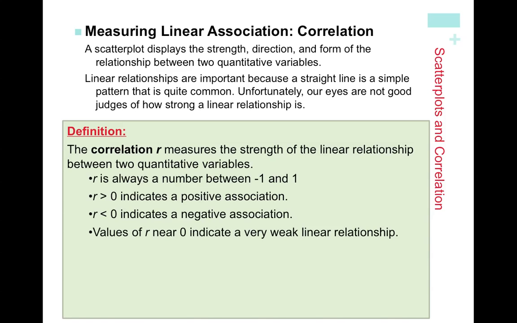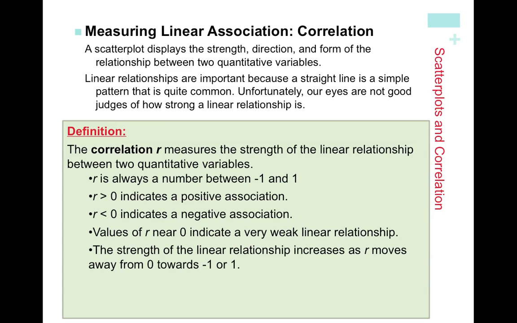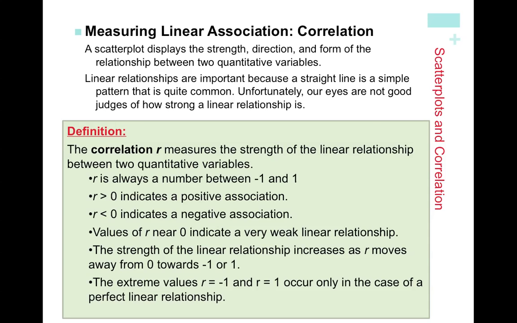R values near 0 represent a very weak linear relationship. There's almost no linear trend to that data. As we get closer towards -1 or 1, the strength of our correlation is getting stronger. We are getting to more and more of a linear relationship. If R is ever +1 or -1, that means that we have a perfectly linear relationship, meaning all of those data points fall exactly on a straight line.